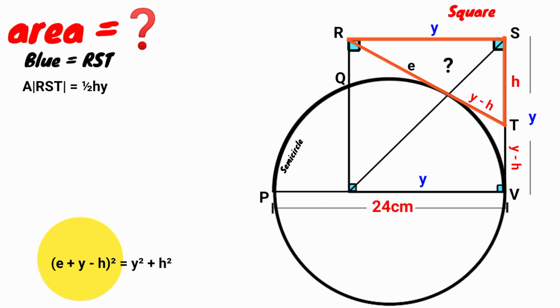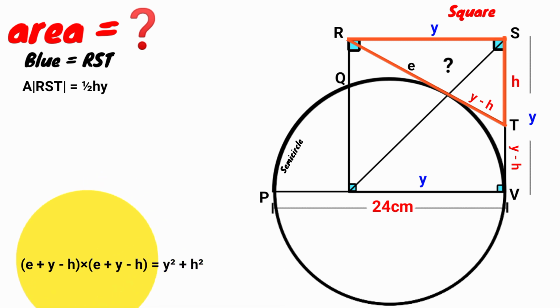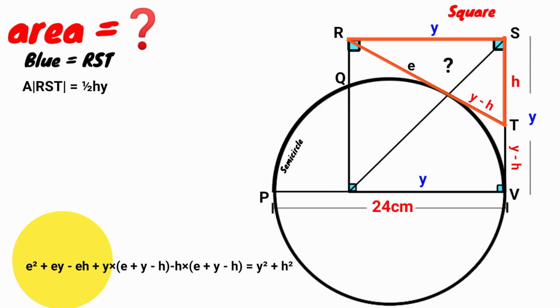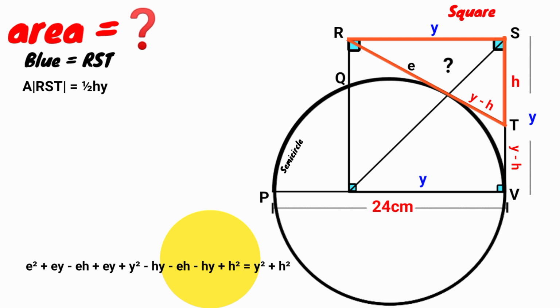(E plus y minus h) all squared is (E plus y minus h) multiplied by (E plus y minus h), which is E times (E plus y minus h) plus y times (E plus y minus h) minus h times (E plus y minus h). E times (E plus y minus h) is E squared plus EY minus EH. Y times (E plus y minus h) is EY plus Y squared minus HY. Minus H times (E plus y minus h) is minus EH minus HY plus H squared. Minus EH minus EH is minus 2EH. Minus HY minus HY is minus 2HY.